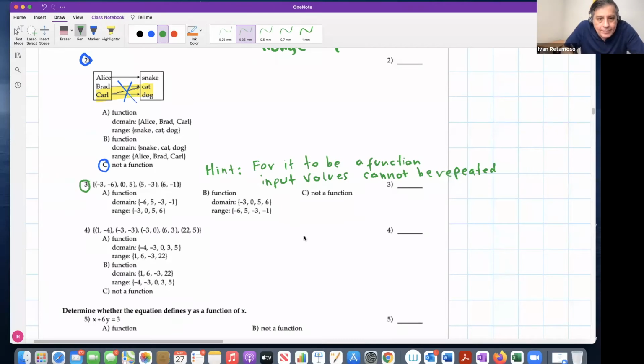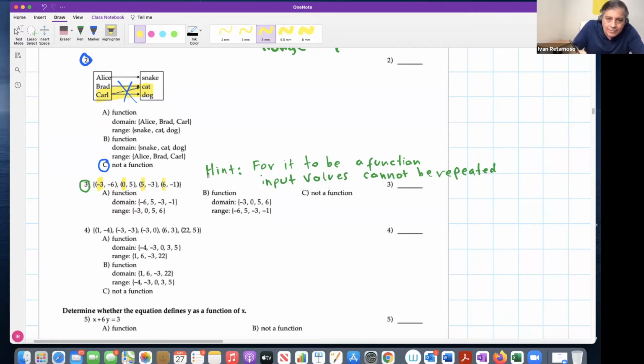Great. Look, if you look at the input values, and this is a good strategy when the relations come as a set of ordered pairs, look at the input values. Make sure that no input value is repeated, because if an input value is repeated, it's going to lead to this awful situation. Look, -3, 0, 5, 6, no input value is repeated. So this is definitely a function.